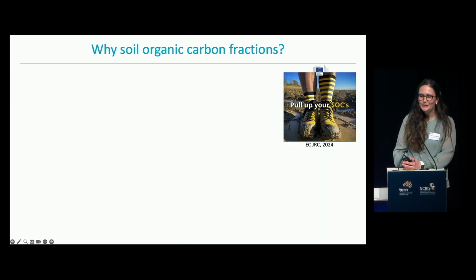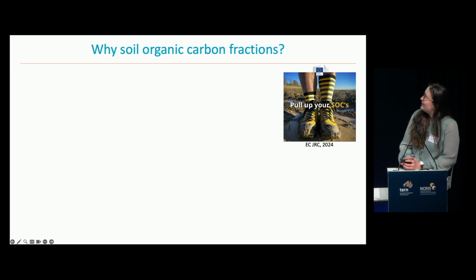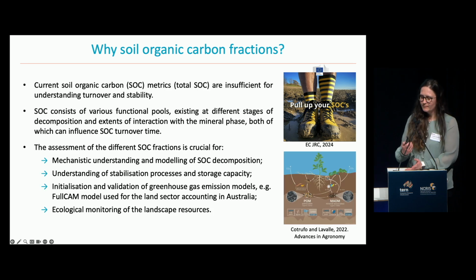And so, as the Joint Research Centre said in one of the latest reports, it's time to pull up our socks. But we know that only looking at the total soil organic carbon is insufficient for understanding soil organic carbon turnover and stability. We know that soil organic carbon consists of various functional pools. They exist at different stages of decomposition and extent of interaction with mineral phase. And they both can influence soil turnover time and stability.